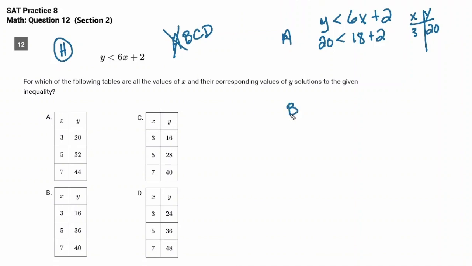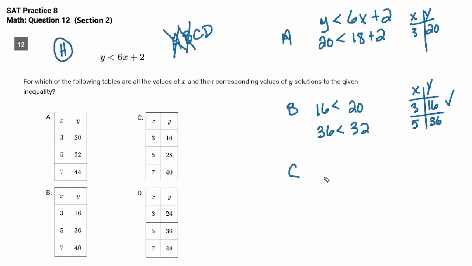So I go to B. All right? Keep a chart. 3 and 16. This time, y is 16. Is that less than 3 times 6, which is 18, plus 2, 20? 16 less than 20? It is. Check. Keep going. Next one is what? 5 and 36. All right, so what's our y? 36 is less than 5 times 6, 30, plus 2, 32. 36 less than 32? Nope, it's gone. Don't need to do anything else with B.